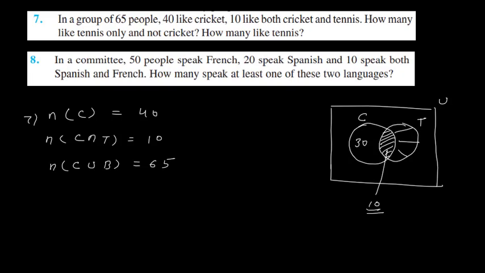Now what I have to find is this part. This part is the number of tennis minus the number of C intersection T. I will say that I have to find the number of tennis minus the number of C intersection tennis. This is my question. That is the number of people who are playing only tennis and not cricket. And finally I have to find how many like tennis.